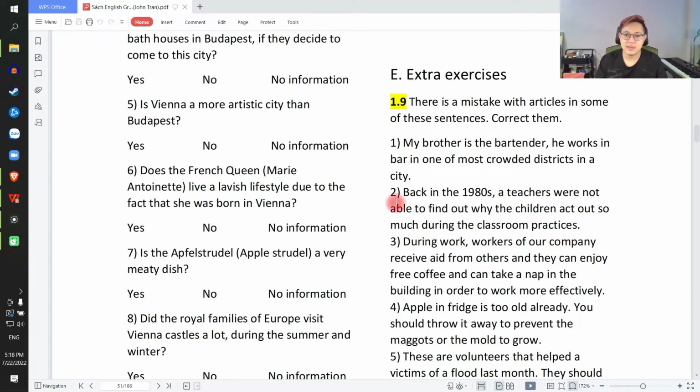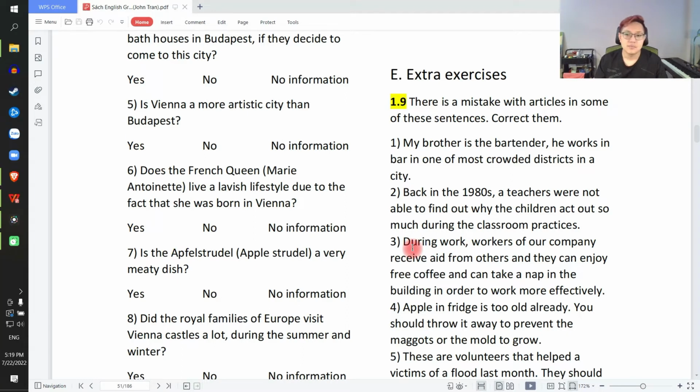So, back in the 1980s, teachers were not able to find out why children act out so much during classroom practices. Quay lại những năm 1980, những giáo viên nói chung đã không thể nào tìm được lý do tại sao những đứa trẻ con nói chung nó act out, nó quậy phá, nó la lối om sòm, quậy phá quá nhiều trong những cái buổi thực hành trong phòng học.